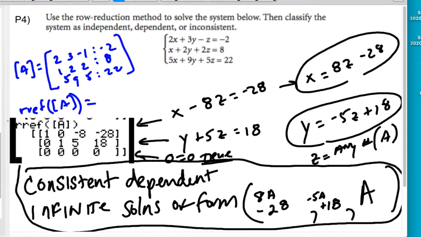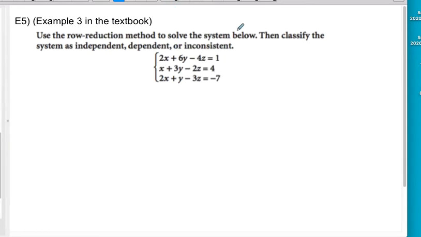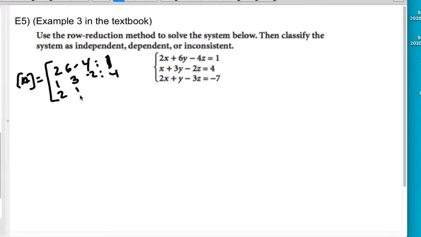All right, cool. Let's go ahead and walk through an E5. Same idea, right? I'm going to enter my matrix A as the augmented matrix: 2, 6, negative 4, 1. 1, 3, negative 2, 4. 2, 1, negative 3, negative 7.